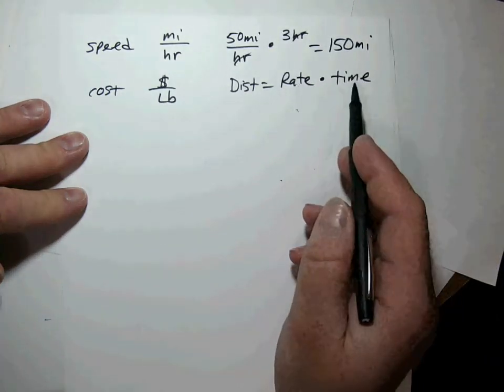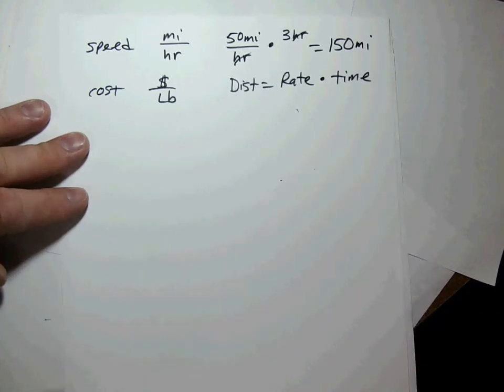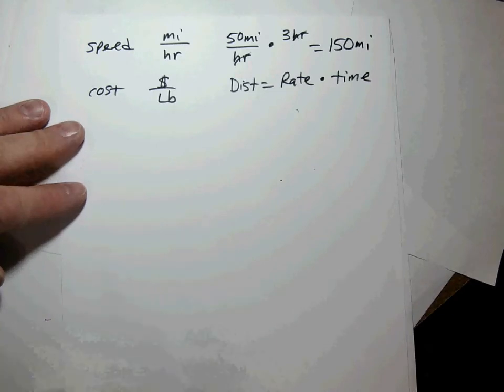50 miles per hour is the rate. I traveled that speed for 3 hours. My distance is 150 miles. Same idea for some kind of amount of work we want to do.